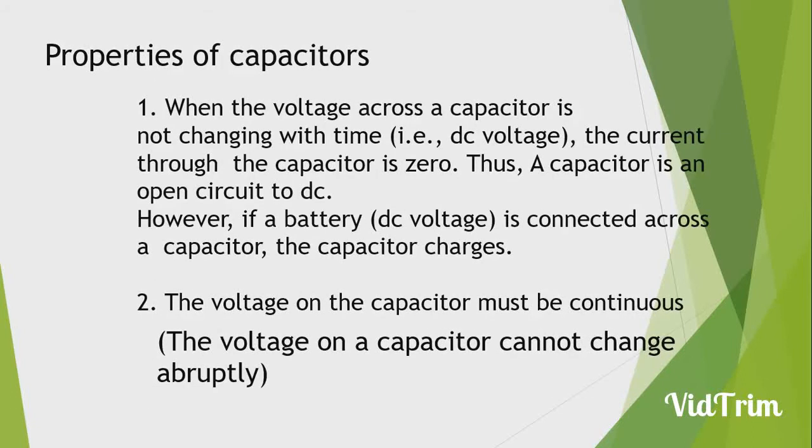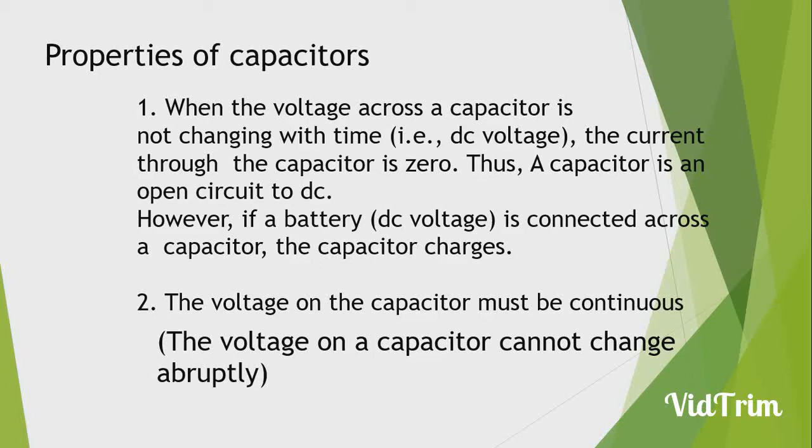Let me introduce the properties of the capacitor. What are the properties of the capacitor? The capacitor behaves according to the properties given. Let me list them out. First one, when the voltage across a capacitor is not changing with time, the current through the capacitor is zero. That is DC voltage. This point shows a capacitor is an open circuit to DC.